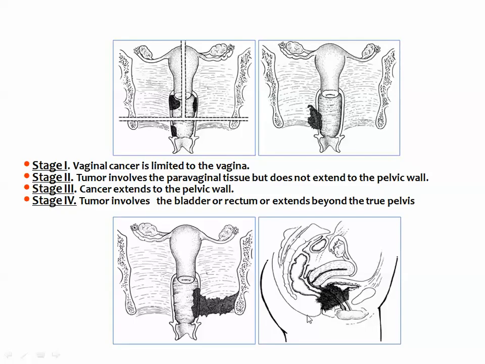or the bones. The staging of vaginal cancer is easy, since if you see a lesion which is confined to the vagina, and this is stage 1, if the tumor involves the paravaginal tissue but did not reach the pelvic side wall like this, and this is stage 2, if the tumor has reached the pelvic side wall, and this is stage 3, if it has invaded the urinary bladder or the rectum, and this is stage 4.